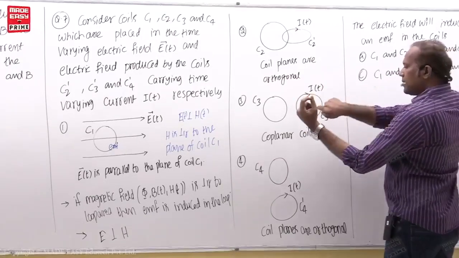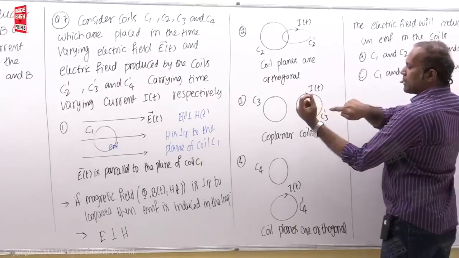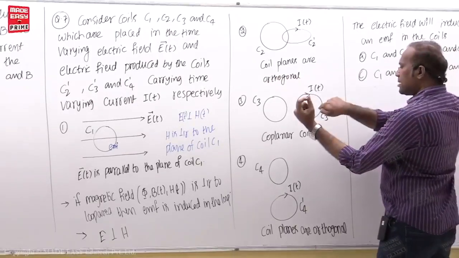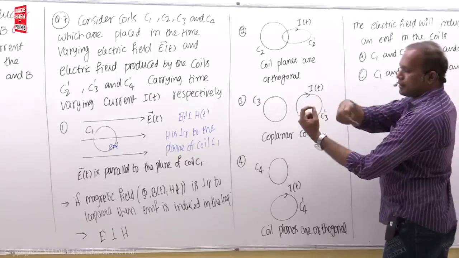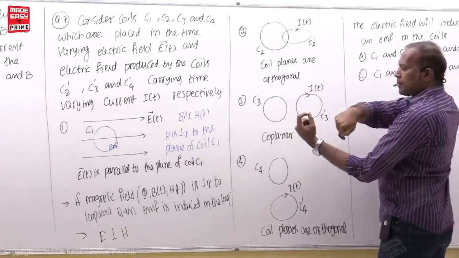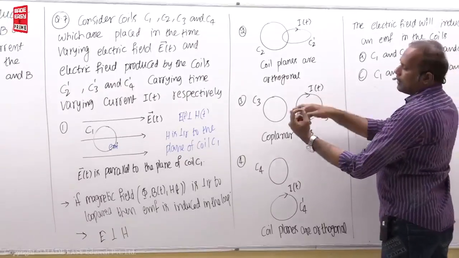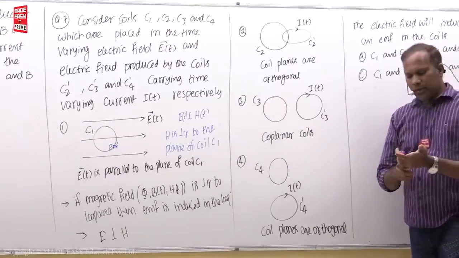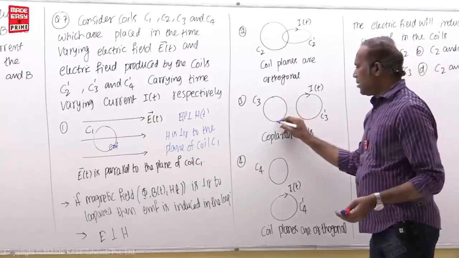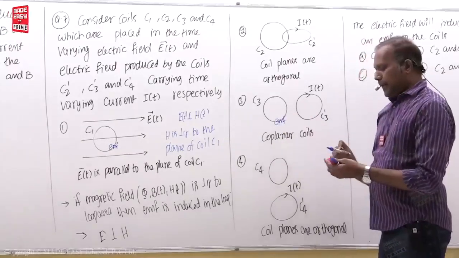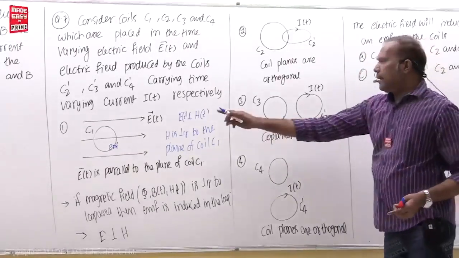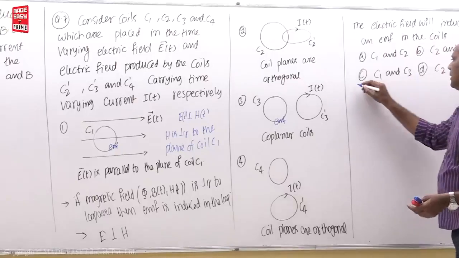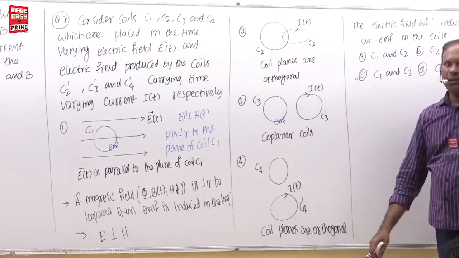Now magnetic field lines are going like this. Magnetic field lines are closed lines. They go like this and again they come like this. Like this they will be going, so that the magnetic field is perpendicular to this. So in this also EMF is induced. Okay, so the answer is C1 and C3 coils, EMF is induced, dear students.